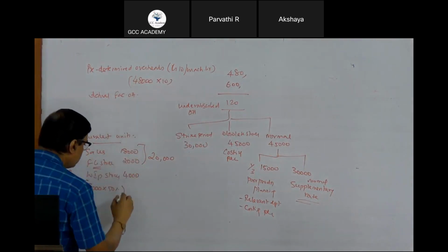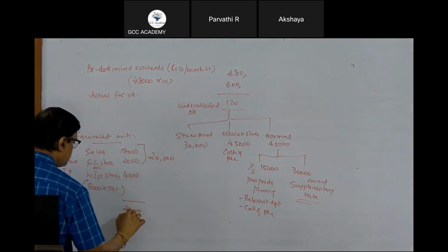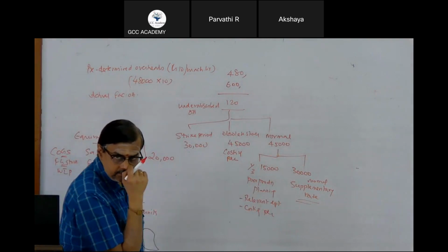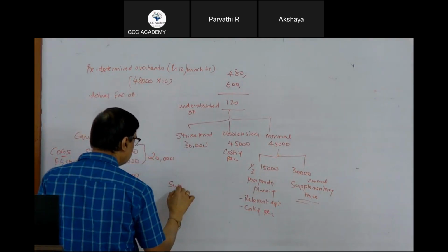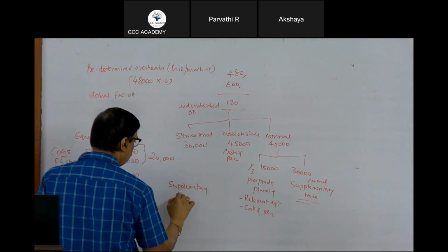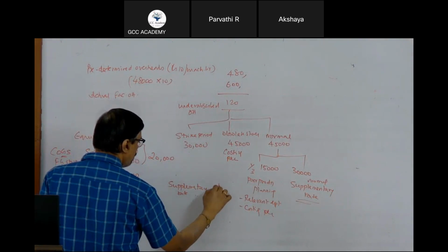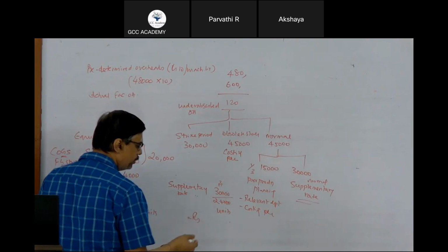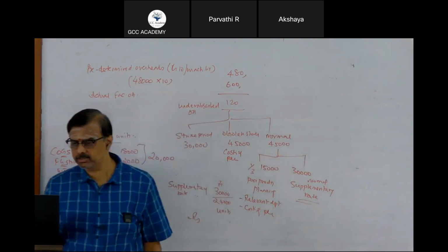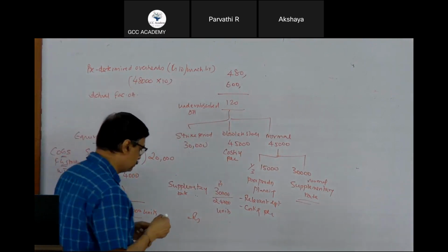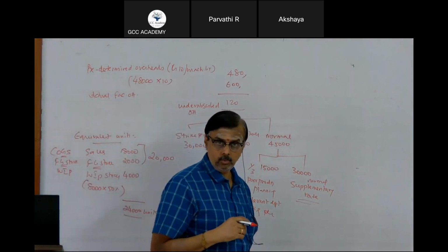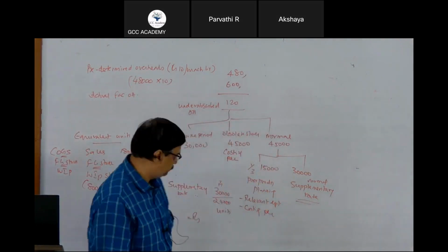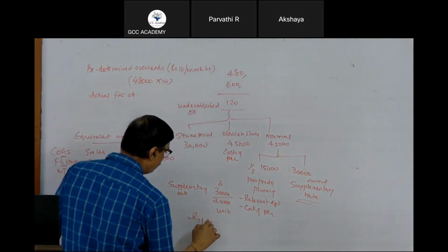Okay, now the equivalent units: add up all of this. My equivalent units is 24,000. My 30,000 is my cost to be absorbed. So the supplementary rate is 30,000 rupees by 24,000 units. What do you get? Rupees per unit: 30,000 divided by 24,000 is 1.25. How much do you get? 1.25 per unit.